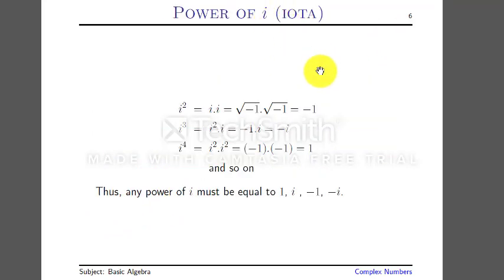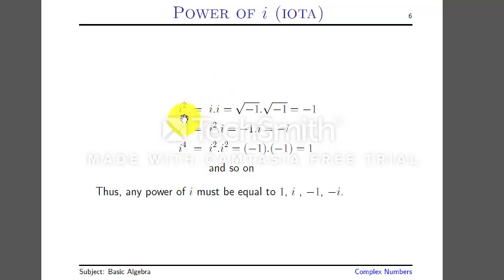Power of iota. We have an idea about the value of iota, which equals under root minus 1. But if we take some more integer powers of iota, like iota square, iota cube, iota 4, iota 5, iota 10, or iota 100, or iota 1000, how can we simplify such types of powers of iota?